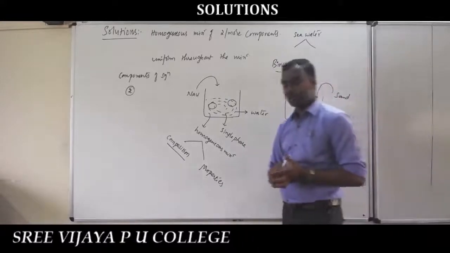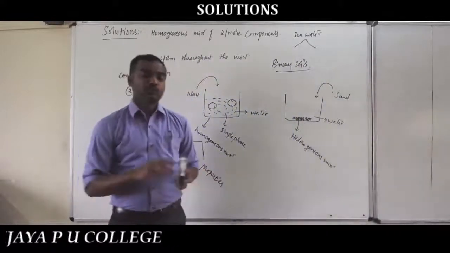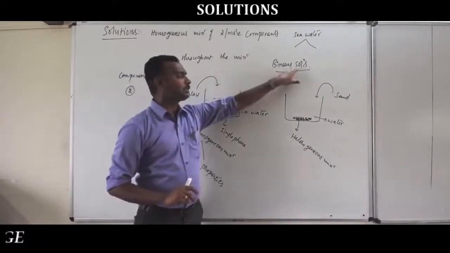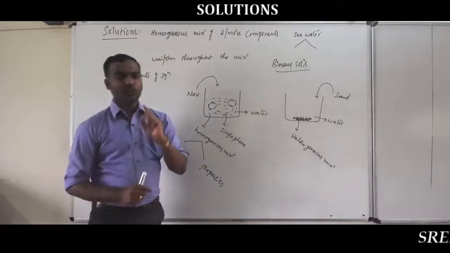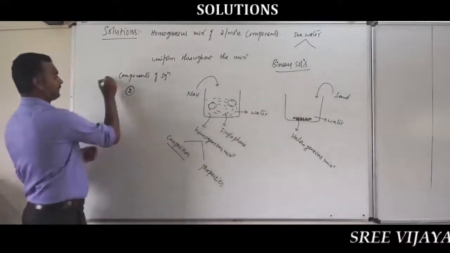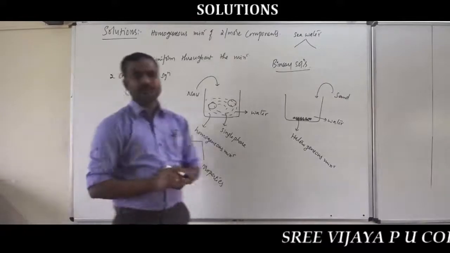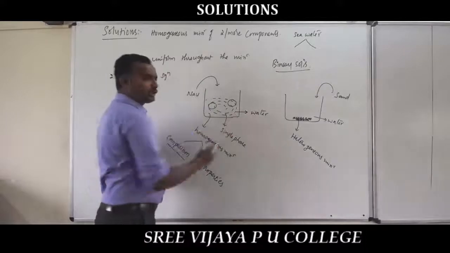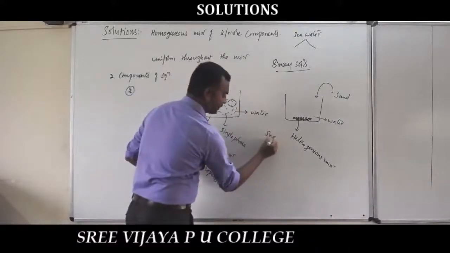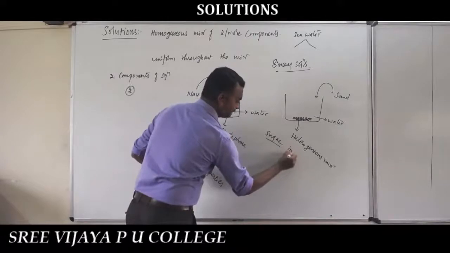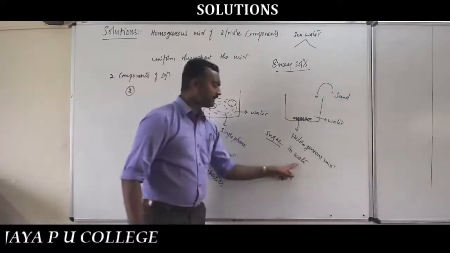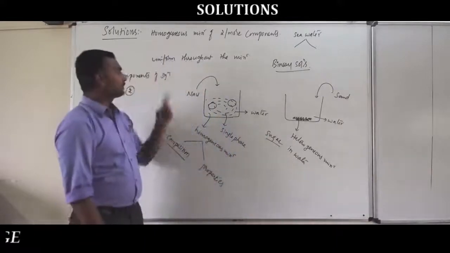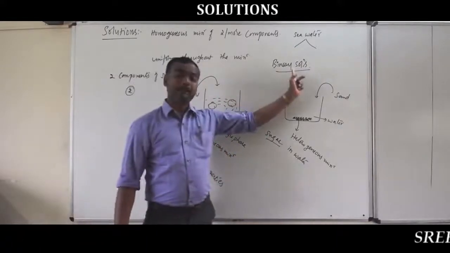Again there is one more question: what is a binary solution? Binary is nothing but two. So a binary solution is a solution which consists of only two components. Give an example for binary solution. For example, NaCl dissolved in water, or sugar dissolved in water. Again water is one component, sugar is one component, so there are two components in that solution. Therefore those types of solutions are called binary solutions.